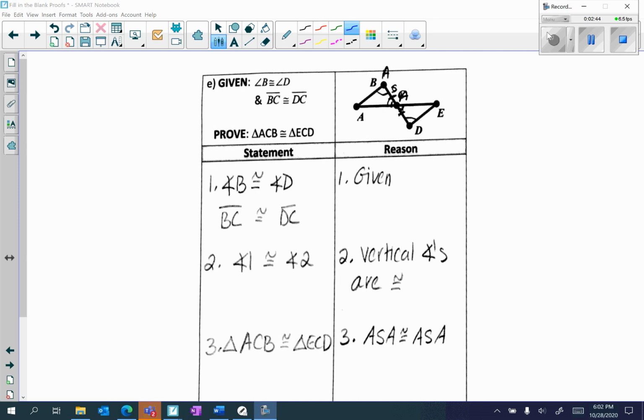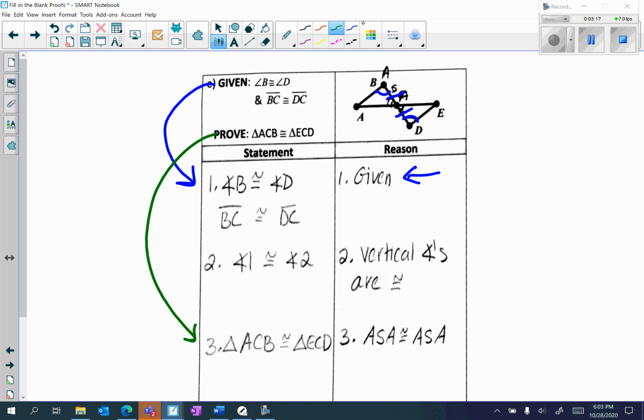Let's look at another example. We have given angle B congruent to angle D, so let's mark up our diagram. B congruent to D, and BC congruent to DC. Write the given as your first statement, and the reason should be given. Write the proof statement last: triangle ACB congruent to triangle ECD.